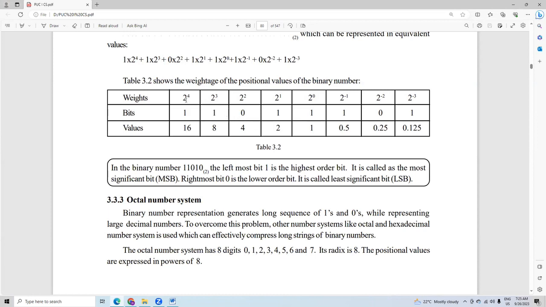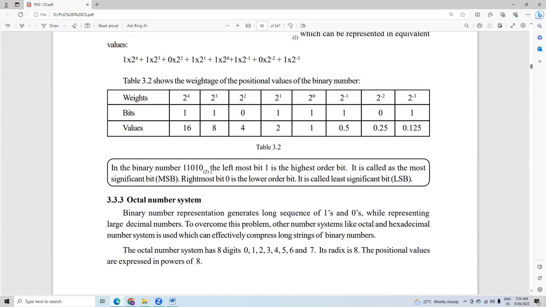1 into 2 raised to 4 is 16, 1 into 2 raised to 3 is 8, 0 into 2 raised to 2 is 0, 1 into 2 raised to 1 is 2, and 1 into 2 raised to 0 is 1, and then similarly the negative powers are calculated, right? So like this, the numbers will be represented in the binary system.